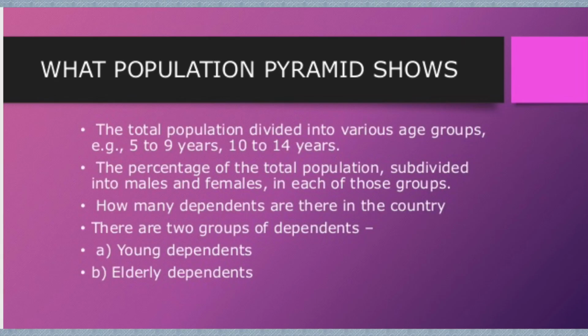The population pyramid shows the total population divided into various age groups, example 5 to 9 years, 10 to 14 years. The percentage of the total population subdivided into males and females in each of those groups. How many dependents are there in the country? There are two groups of dependents, young dependents and elderly dependents.